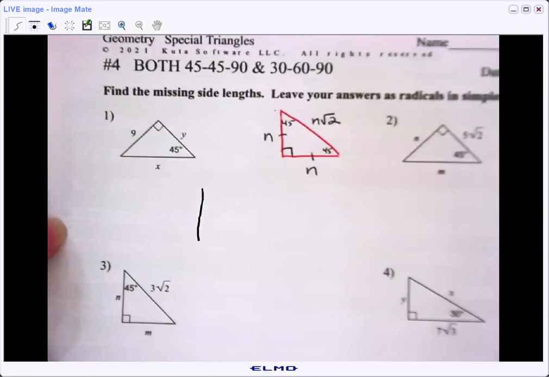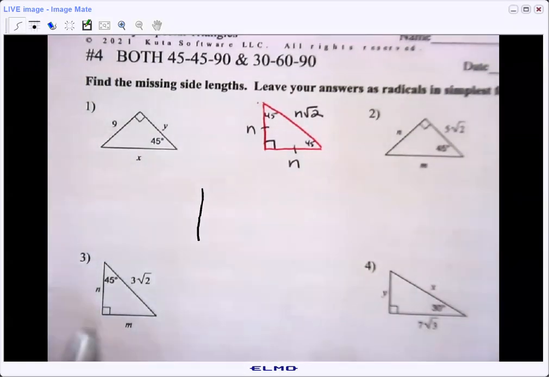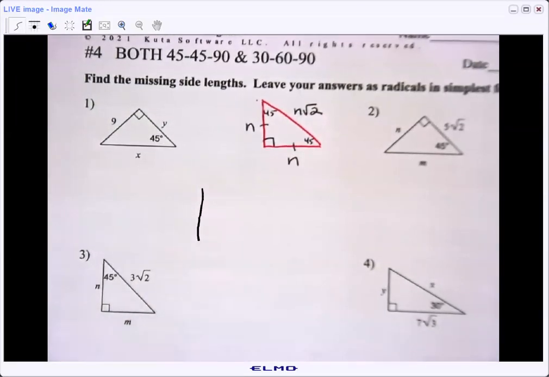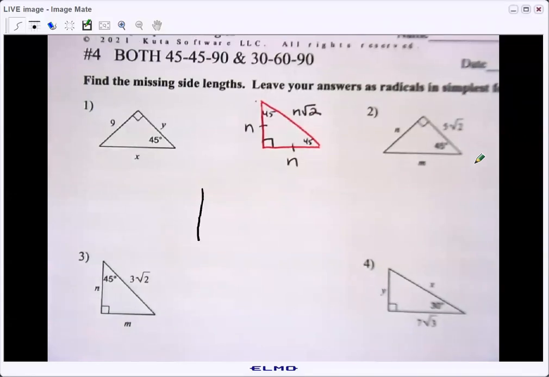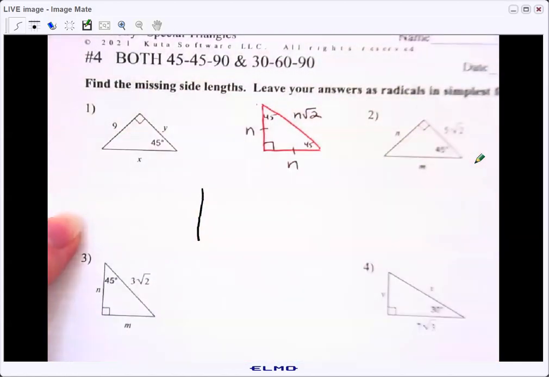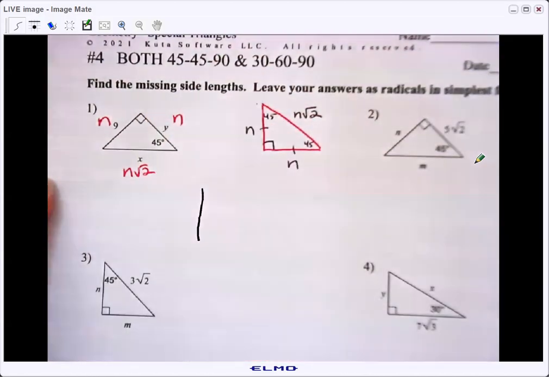Okay. So we could go through and do all the 45, 45 triangles, or we could just do them in order. How many of you would prefer to go through and do all the 45, 45 triangles first? So we'll do all the 45, 45 triangles first. Don't forget to label. So we have n, and n√2. I'm not going to write x and y equal, I'll leave that for you.